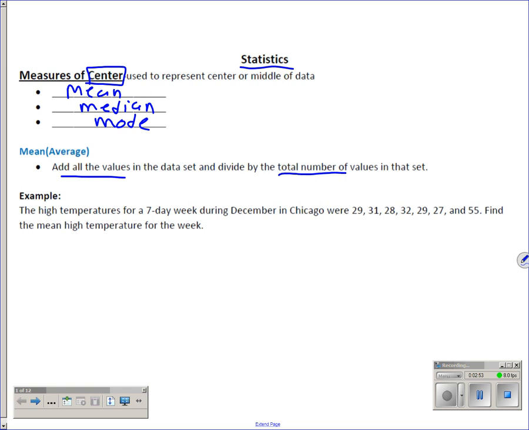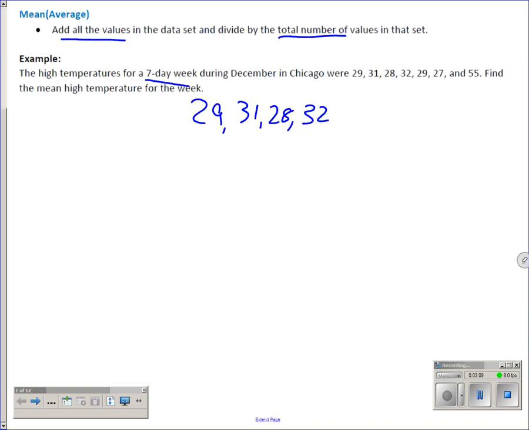Anyway, it says the high temperatures for a 7-day week during December in Chicago are those 7 numbers given. Find the mean. Just add them up and divide by how much you got. So let's do this together and make sure we can get through it kind of quick. I don't want to overdo it. Yeah, we can just add them up. Add them just so I can at least write something down.